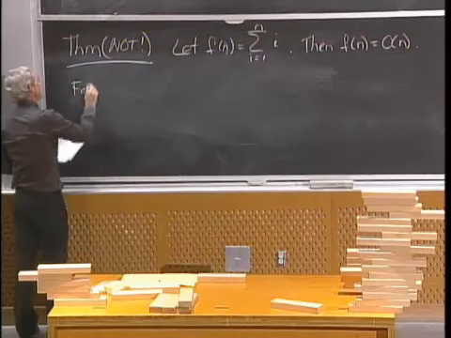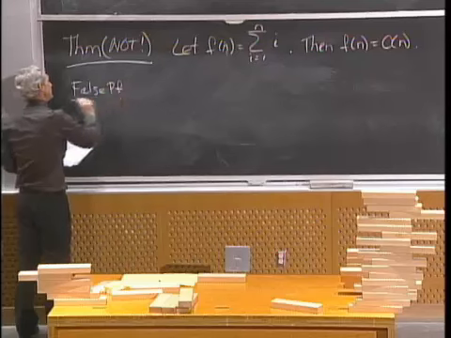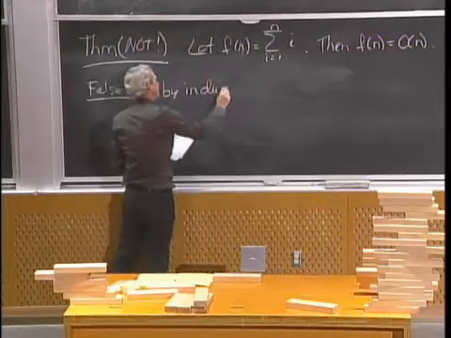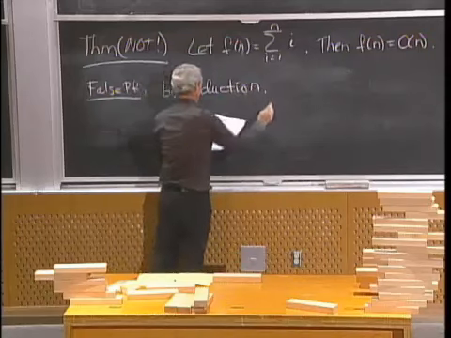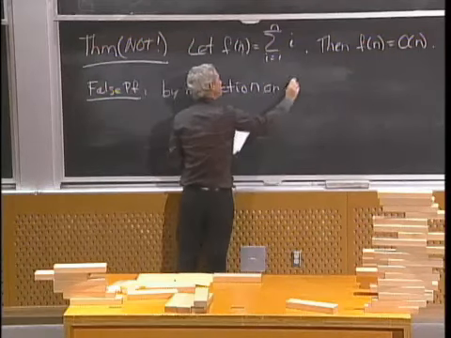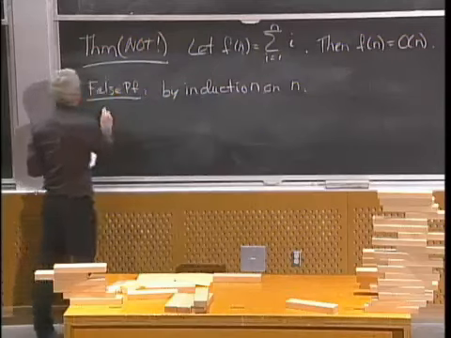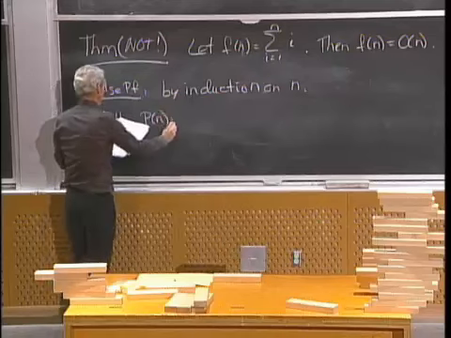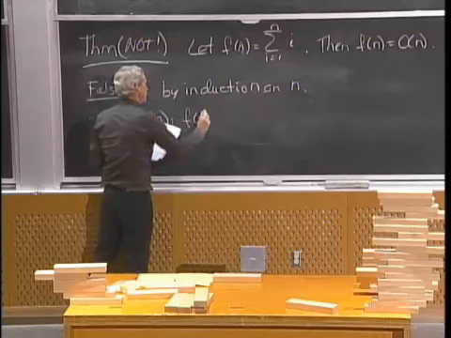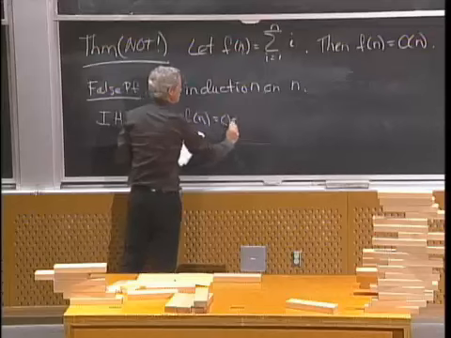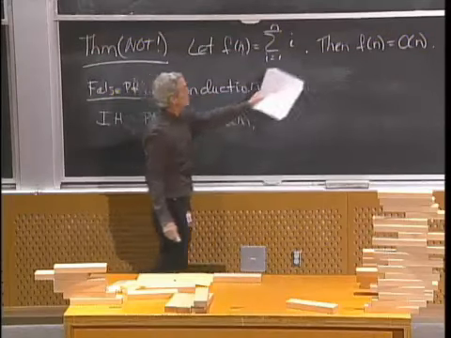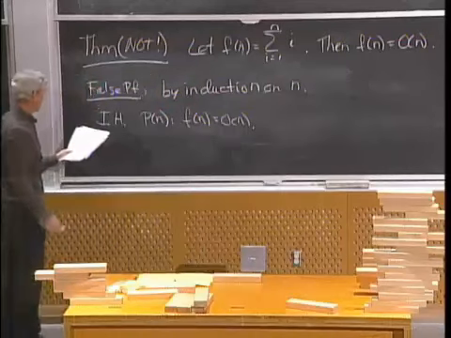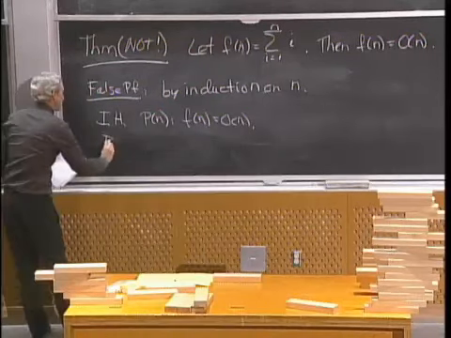All right, so the false proof is by induction on n. My induction hypothesis is P of n is going to be that f of n is O of n. Right? That's what you typically do when you want to prove something by induction. That becomes the induction hypothesis. Let's look at the base case.